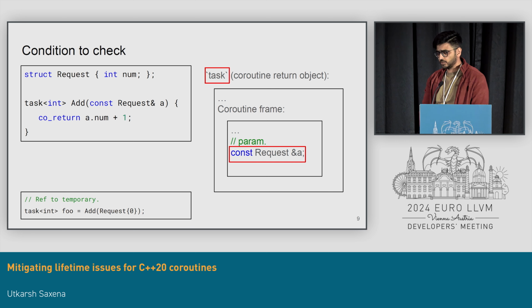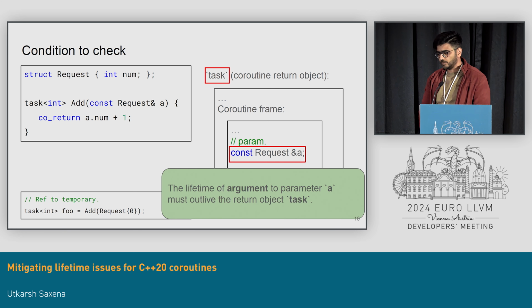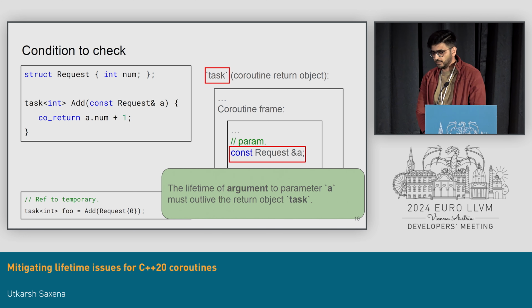In order for things to work correctly, the argument that is going to be passed to this parameter should live at least as long as the return object is alive. You could say that the return object has the same lifetime as the coroutine.